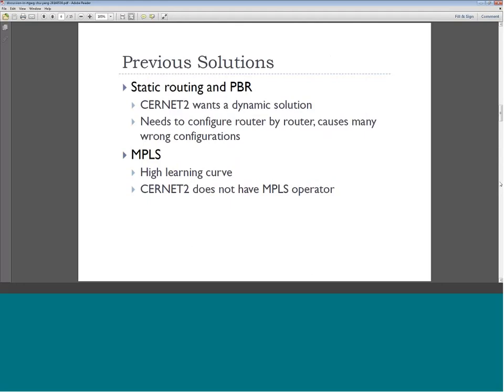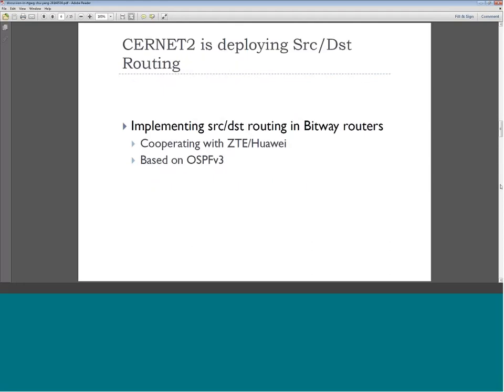In CERNet 2, the previous solutions for managing the network are static routing and policy-based routing. But these two solutions need to configure routers one by one, and this causes many wrong configurations. CERNet 2 wants a dynamic solution. There is another choice, which is MPLS. But MPLS has a very high learning curve, and CERNet 2 at this moment doesn't have any MPLS operator. Next slide, please.